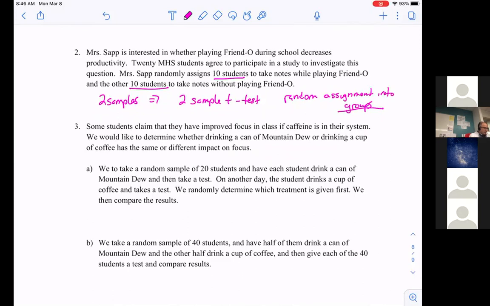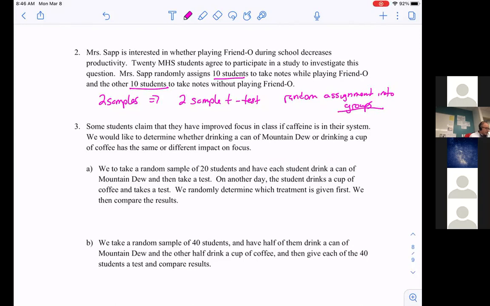Some students claim they have improved focus in class if caffeine is in their system. We'd like to examine whether drinking a can of Mountain Dew or drinking a cup of coffee has the same impact on focus. We take a random sample of 20 students and have each student drink a can of Mountain Dew and then take a test. On another day, the student drinks a cup of coffee and then takes a test. We randomly determine which treatment is given first. We then compare the results.